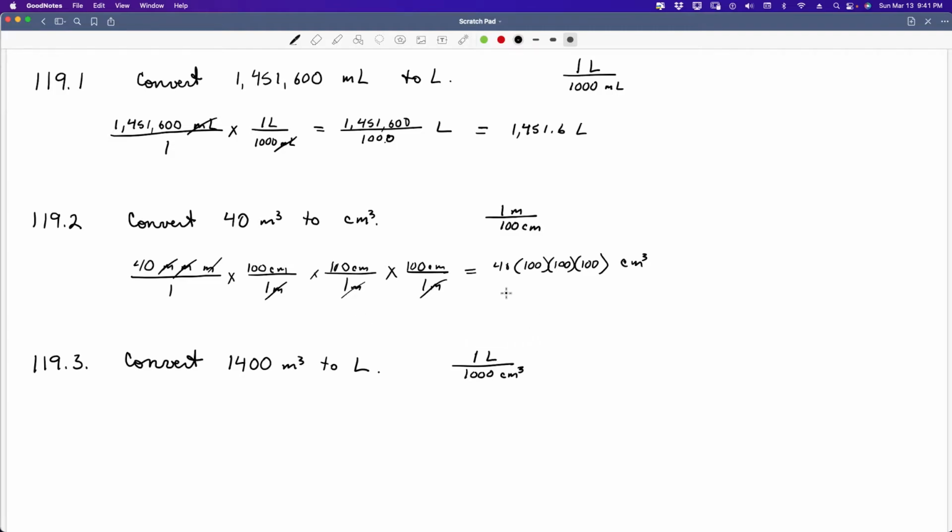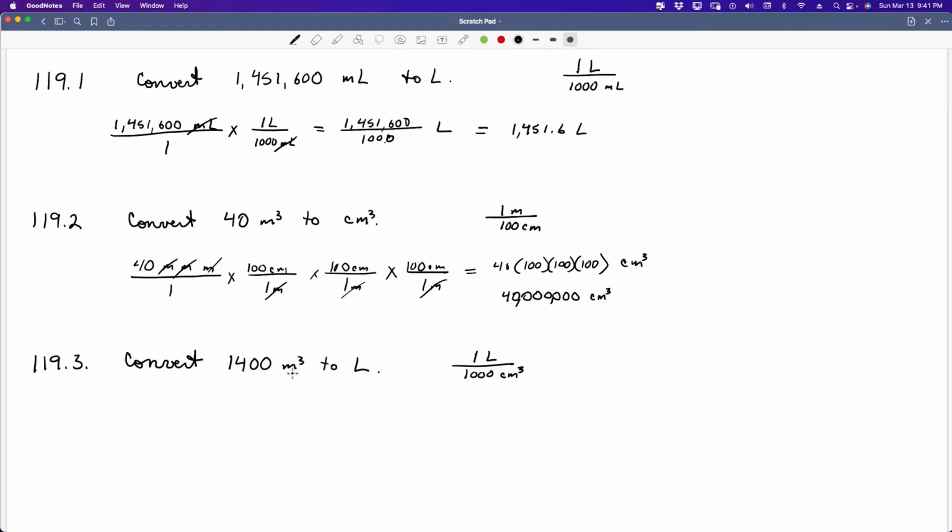So we would just write 40, and then we have 2, 4, 6 zeros. We put in our commas where needed. We have 40 million centimeters cubed. And that would be the answer to number 2. So let's look at 119.3. We're going to convert 1,400 cubic meters to liters.